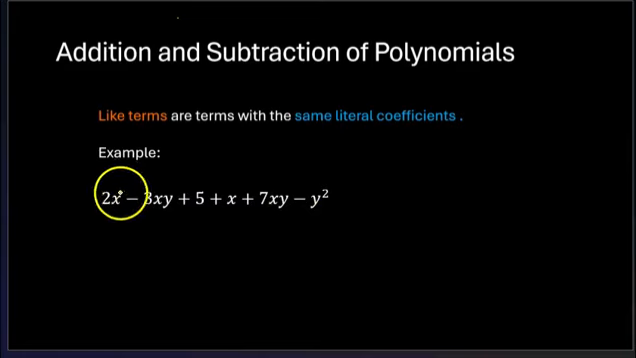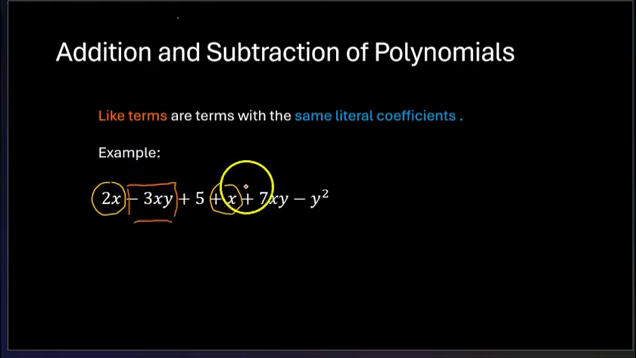For the first one here, our literal coefficient is x. So this one is similar to this term. So they are like terms. For the second one, the literal coefficient is xy. So the second term here is similar to this term. So they have the same literal coefficient. While 5 doesn't have a like term, and negative y squared doesn't have a like term.